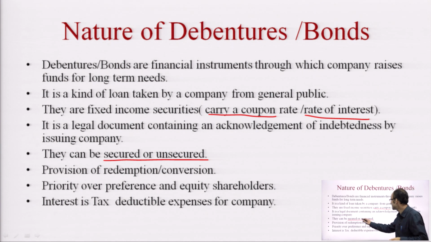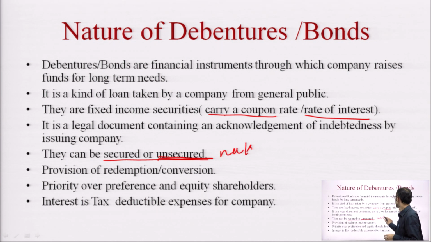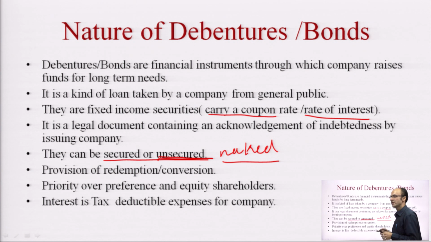Now, there are unsecured debentures and bonds also, but unsecured means that the bond does not carry any specific charge on any fixed asset. These unsecured debentures or bonds are also called naked debentures or bonds. Next point, provision of redemption and conversion.